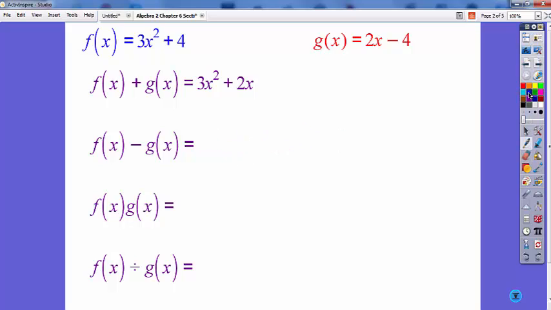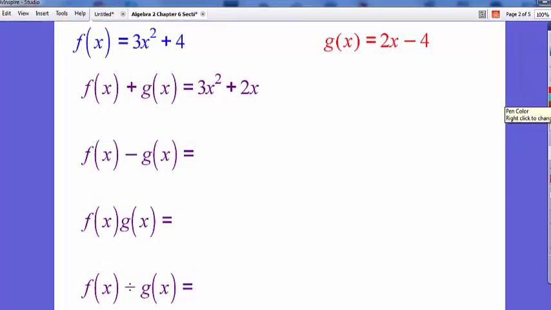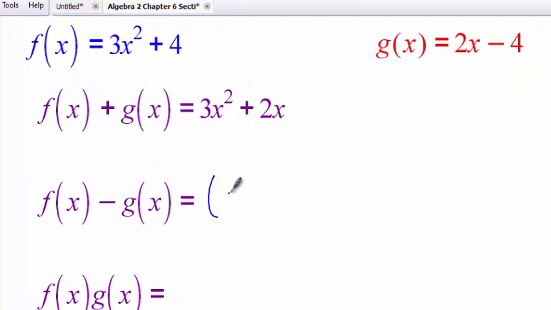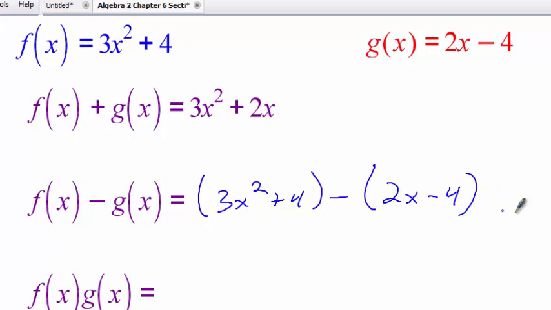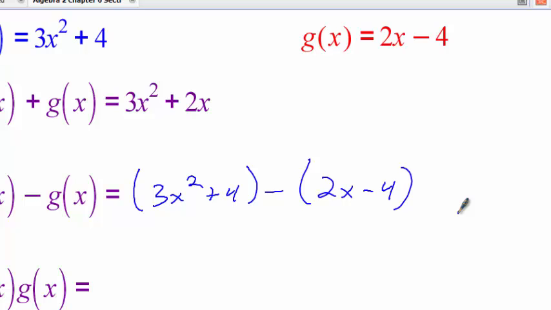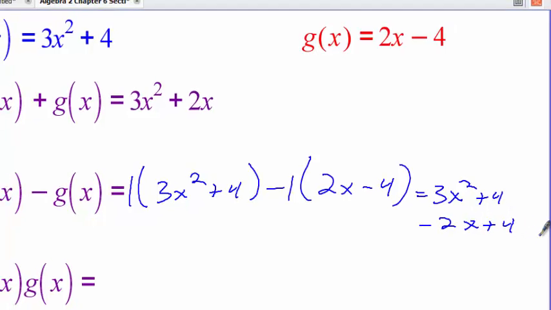Alright, so all I want you to do is substitute. So what's f of x actually equal to? 3x squared plus 4. So that's f of x minus g of x, which is? Right. So what's the number in front of this set of parentheses? What's the number in front of this set? So you distribute, and you get 3x squared plus 4 minus 2x plus 4. Group your like terms, and you get 3x squared minus 2x plus 8.